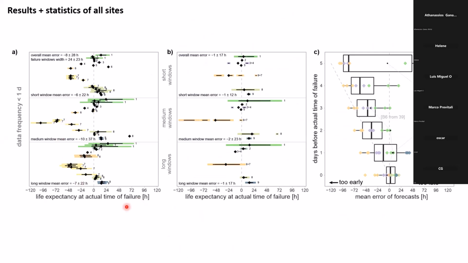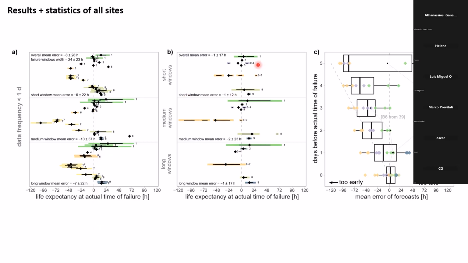So here you see the error of the forecast at the time of the actual failure. This is a post-failure analysis we did just to evaluate how good our forecasts have been. We can see that some of them are too early on the left side, some of them are too late on the right side. But in general, we are pretty close to the actual time of failure, and the failure windows are usually something like 24 hours.